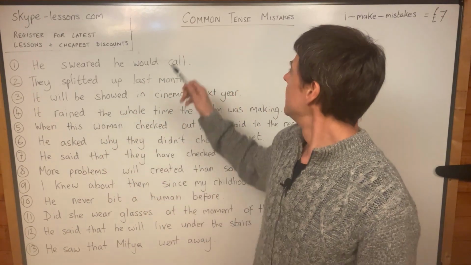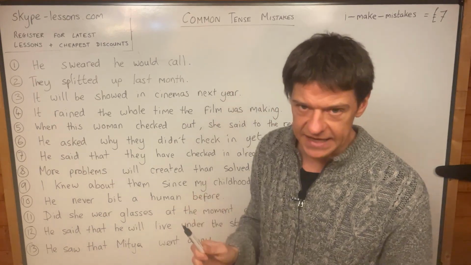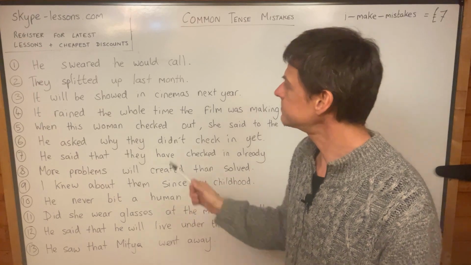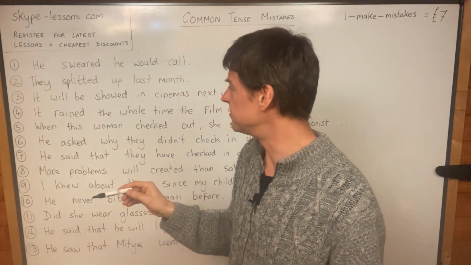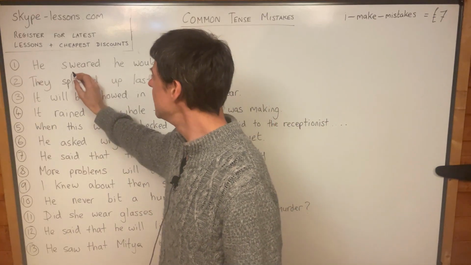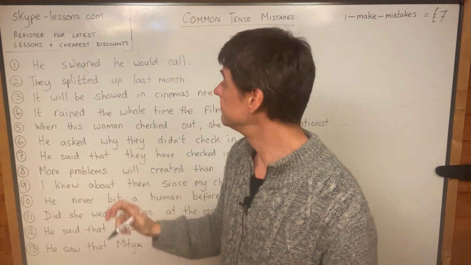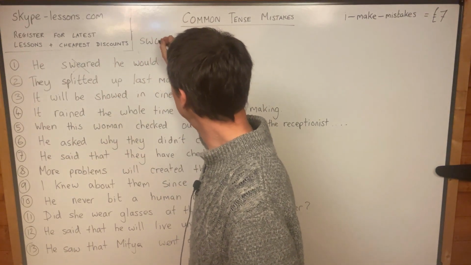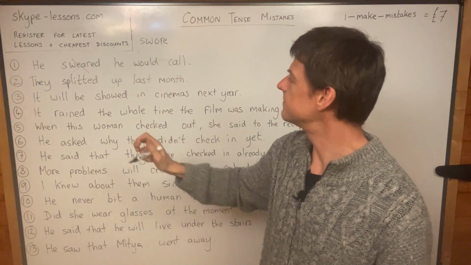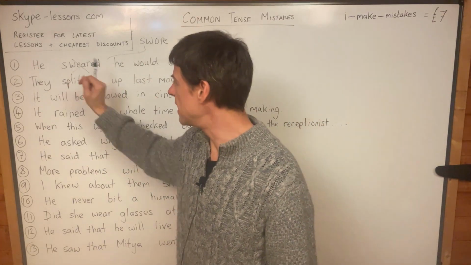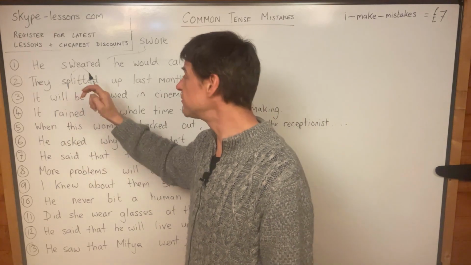Okay, so common tense mistakes, yeah? All of these I have heard in the past week or two. Number one, I think we have done this before, but just to remind you, because people keep making this mistake, swear is irregular. It's he swore he would call, yeah, like this, swore. That's how we write it. He swore he would call. Okay, so please remember, swear is irregular, as is split.